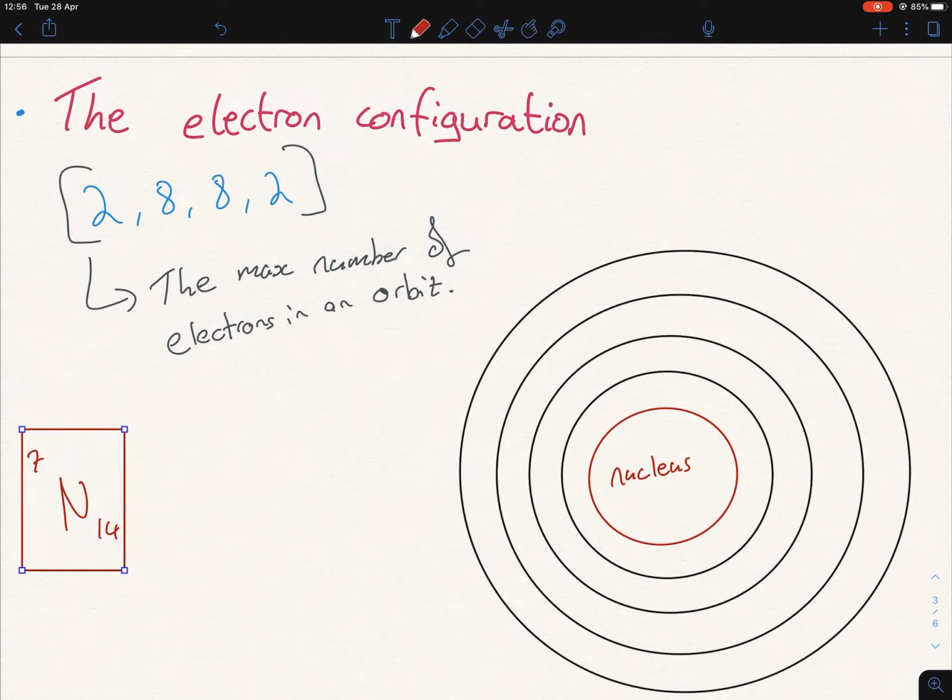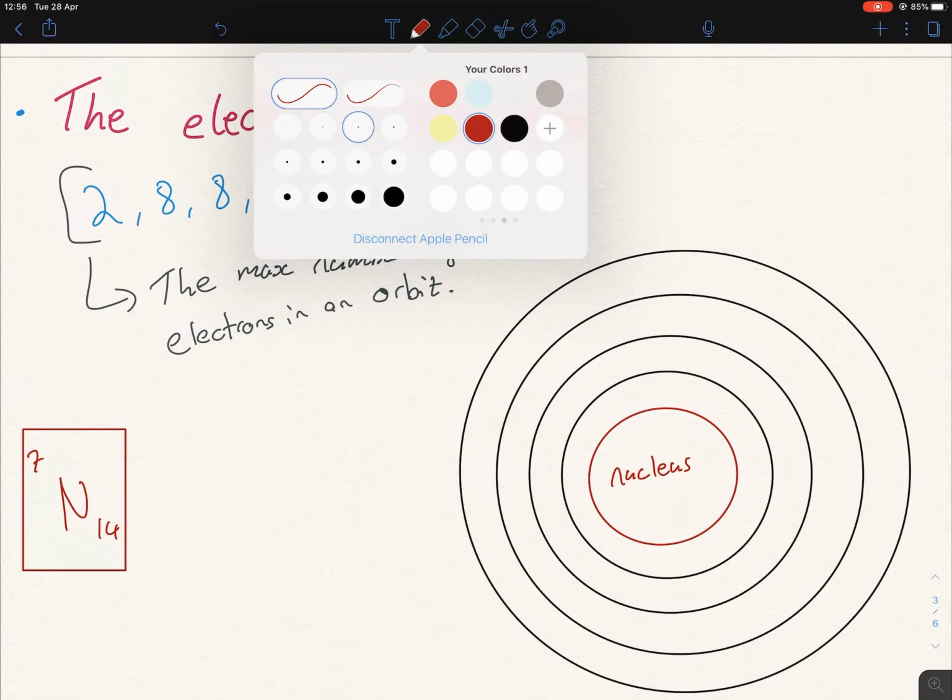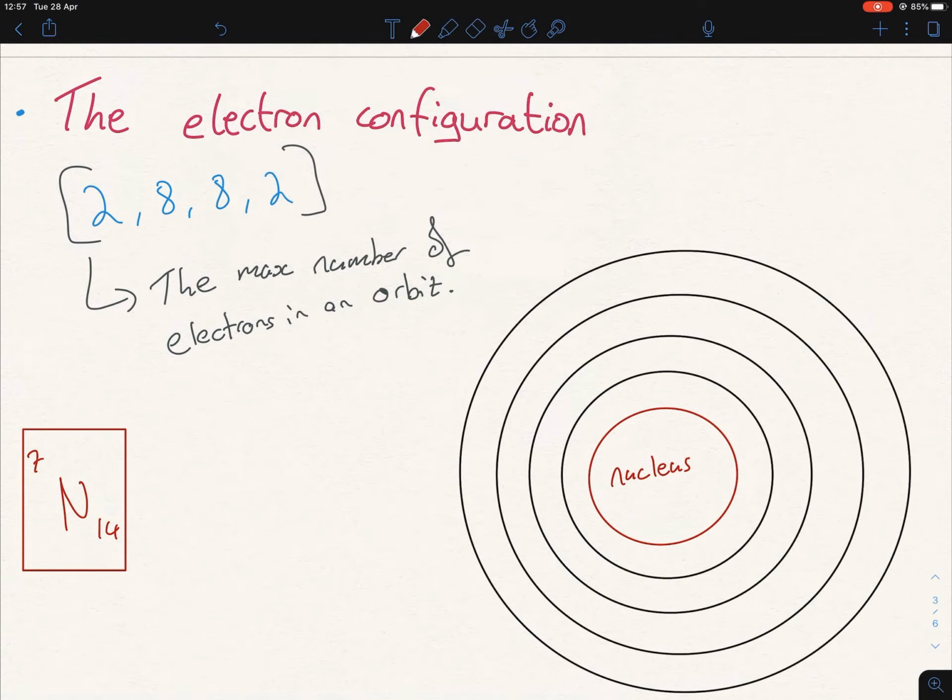There we go. Okay. So 7 and 14, and we knew 7 is the atomic number, which is the number of protons in the nucleus of an atom. But we also know that if it's a neutral atom, 7 would be the same number of electrons as well. So for nitrogen, there's 7 electrons. So if we're using electron configuration, which we are, we're going to put in our 7 electrons now.